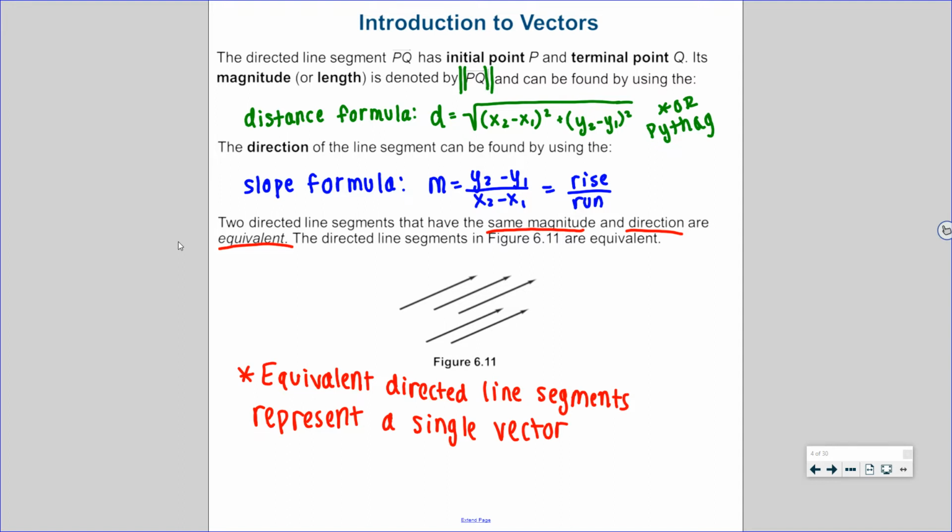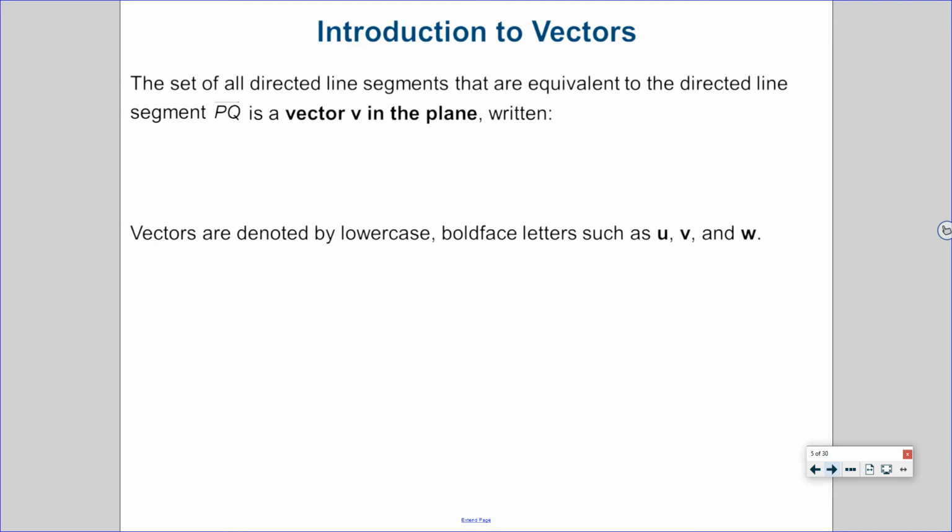Okay, so here's basically what I just told you to write down. It says the set of all directed line segments that are equivalent is what a vector is. So here's the last notation thing. Another way we can notate vectors is they're often lowercase bolded letters, and they usually use letters such as u, v, and w. So anytime you see a lowercase bold-faced letter, that's usually notating a vector. If we took that directed line segment, let's say PQ, we could have a lowercase bolded v, and that would notate our vector is that directed line segment PQ. So these mean the same thing.